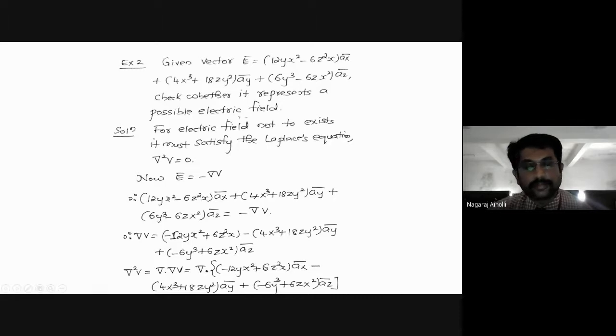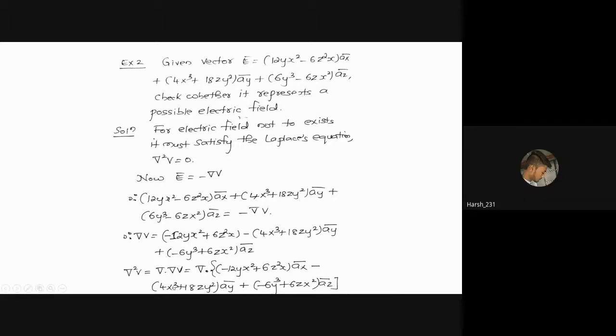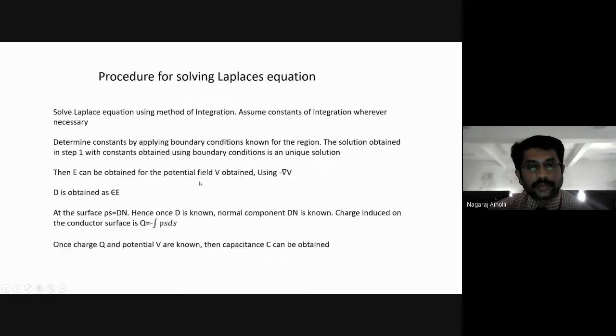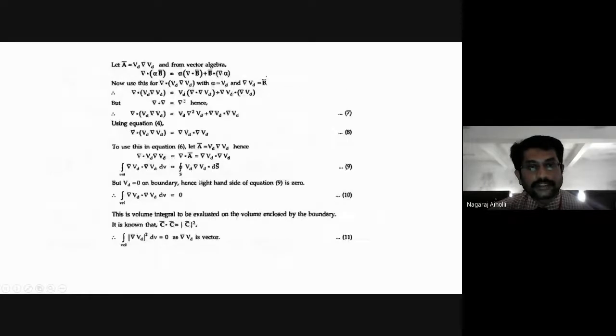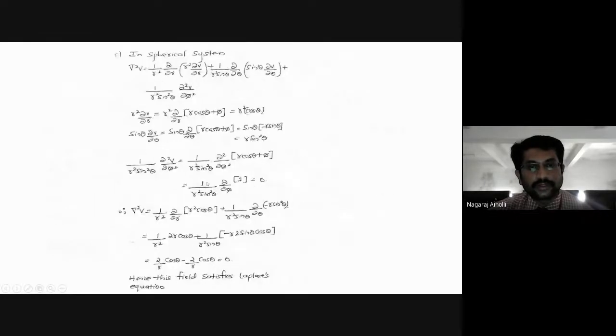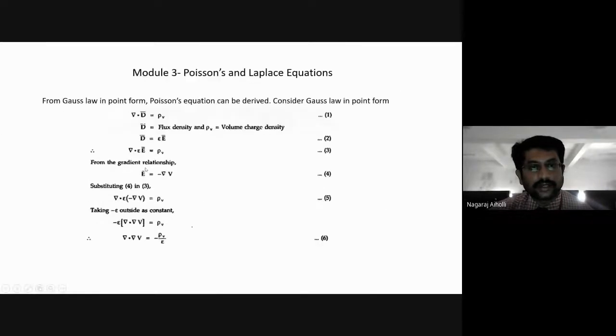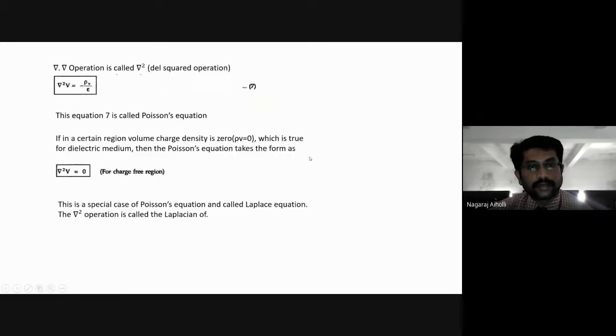Sir, why should we square it, that del square V into del V? Because we are finding the Laplace equation. What is our Laplace equation? Just go back and see here. Laplace equation is del square V equal to 0. Here we have calculated the Laplace equation. This is our derivation, right? Poisson's and Laplace equation, where we started our module 3. In that we have derived the equation del square V equal to 0.